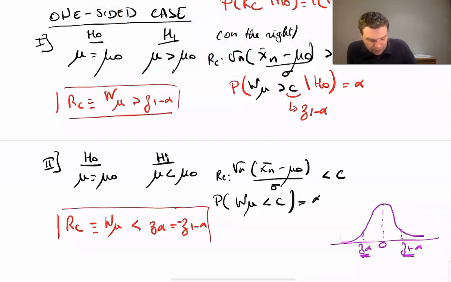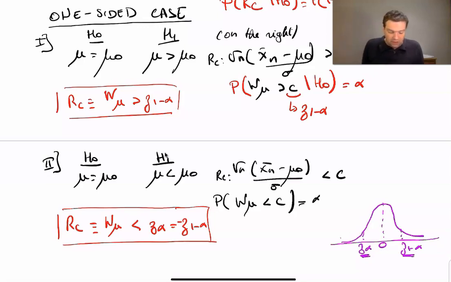It corresponds to this. And obviously, if I replace C by Z alpha here, the probability that the normal distribution is smaller than Z alpha, this probability is alpha, and thus we have a rejection region which has probability alpha. Thus, in these two cases, a rejection region seems to be easy to find. Let's see now.